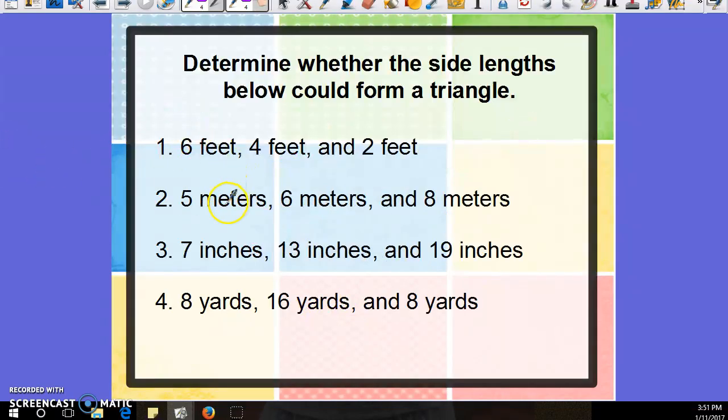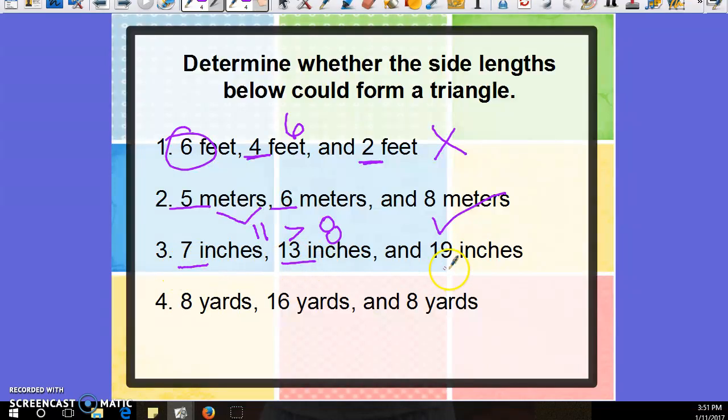Alright, so you have 6 feet, 4 feet, and 2 feet. 6 is our greater one, so our longest side, and you have 4 and 2. Add those together, you get 6. That is equal to 6, so this is not a triangle. 5, 6, and 8. 6 and 5 are our shorter sides. If you add those together, you get 11. That is greater than 8, so that can form a triangle.